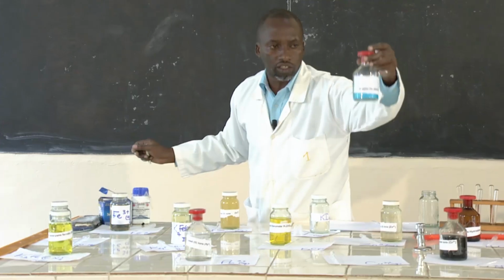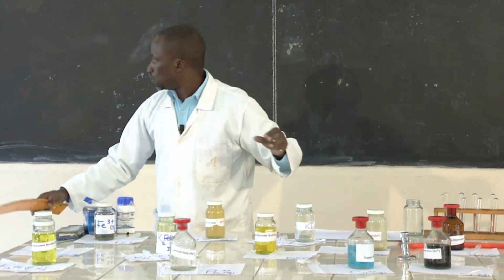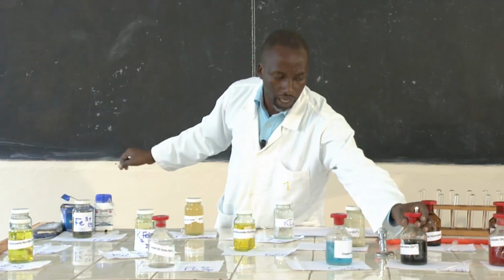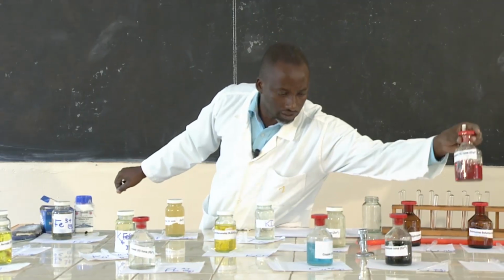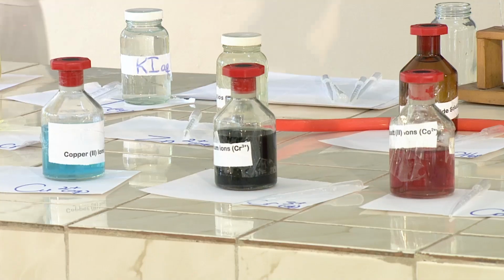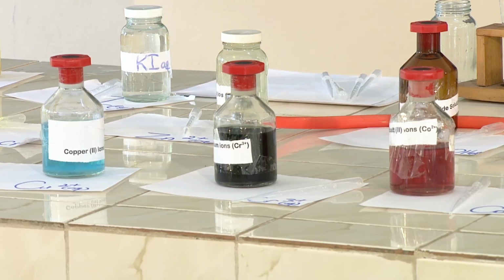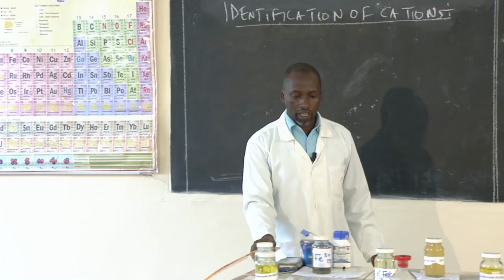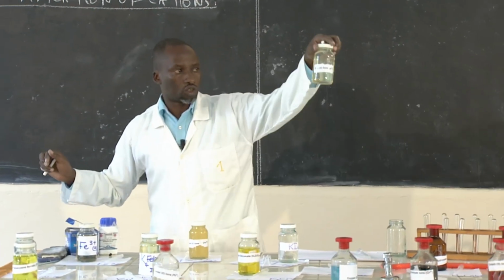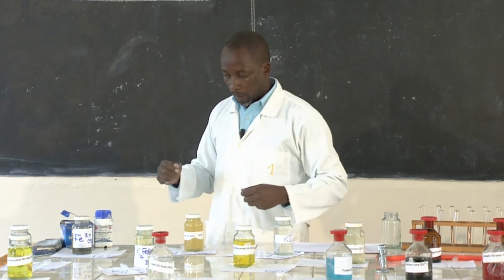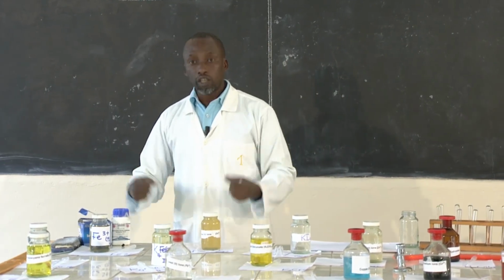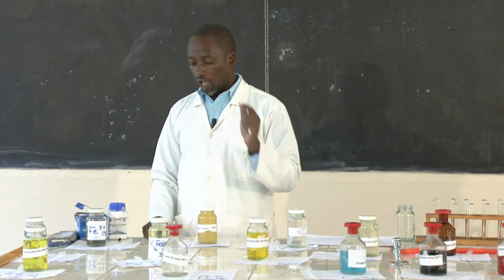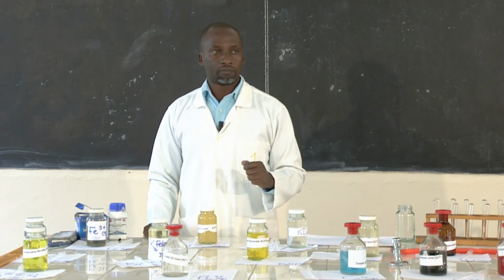Take an example of this one. This is copper. It is one of the transition elements. Take an example of lead, of chromium, of cobalt. You'll see they are also colored, and they are also found here. We have iron, cobalt, chromium, and maybe zinc is unique because it forms a colorless solution. Probably you talked about it in your revision. So we are just going to start right away, and I ask you to pay attention and see what is going to happen.